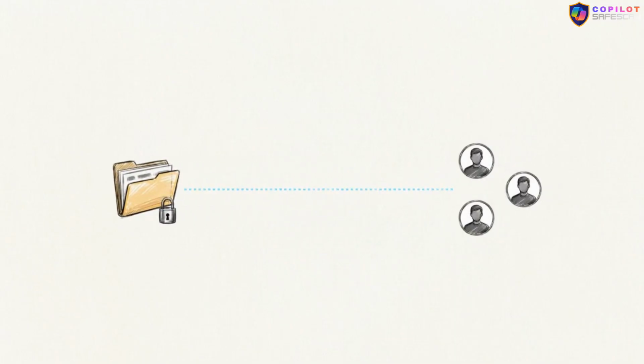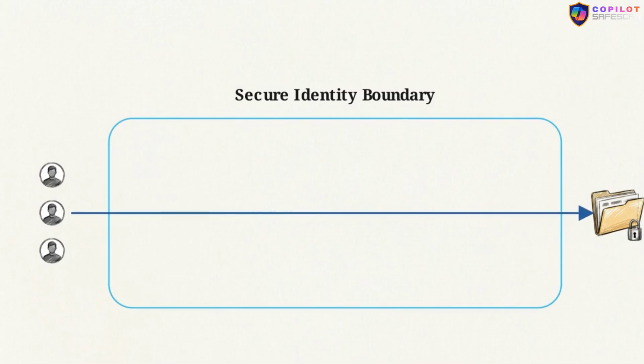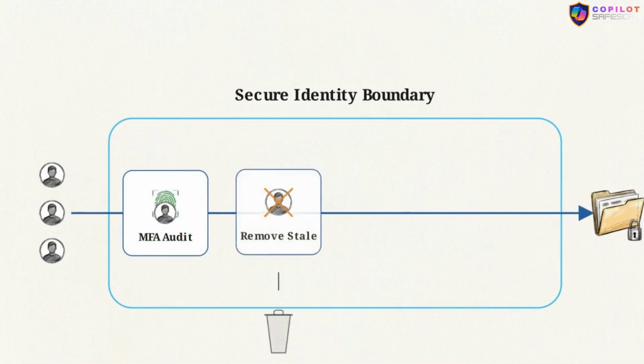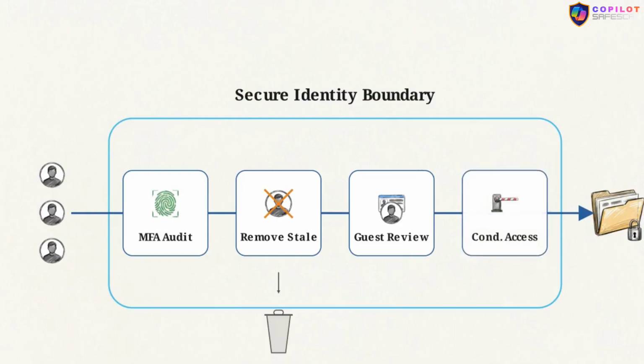Once the data itself is locked down, you have to look at the users who have access to it. A secure identity boundary guarantees that the people querying Copilot are actually who they say they are. You establish that boundary in a specific sequence. First, audit your multi-factor authentication coverage. Second, remove any stale administrative accounts. Third, review your guest access. And fourth, enforce your conditional access policies.